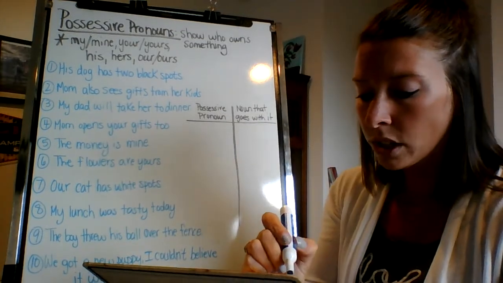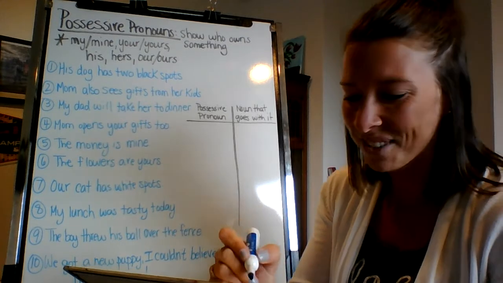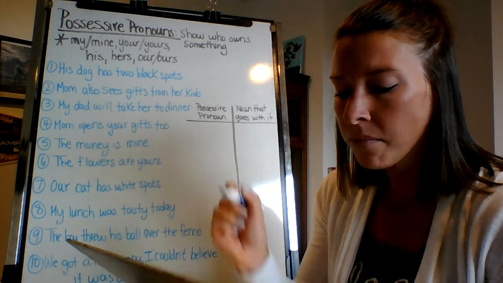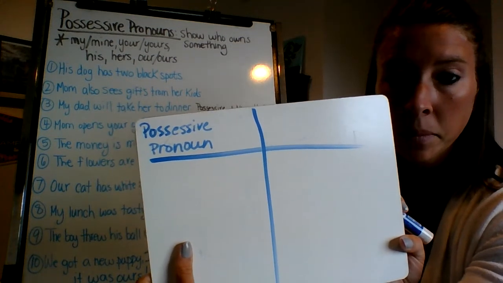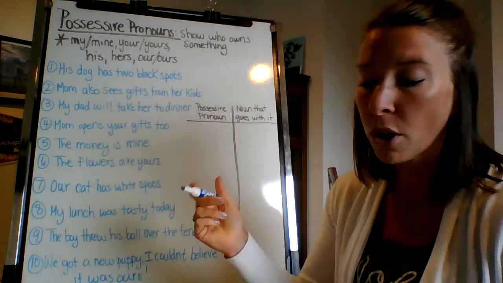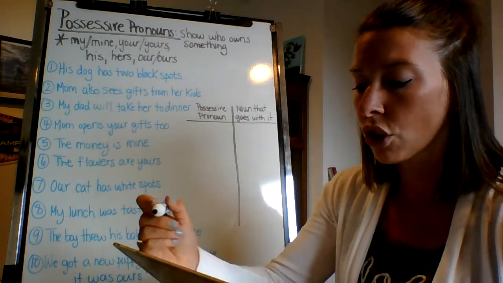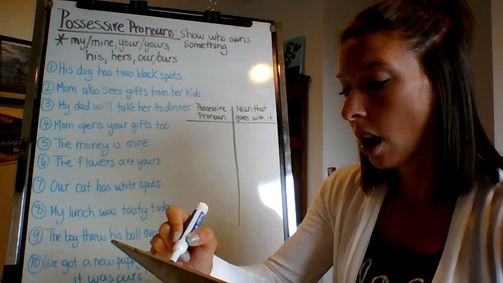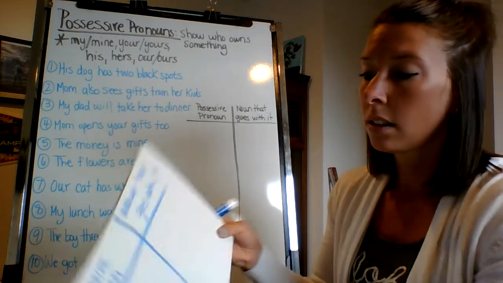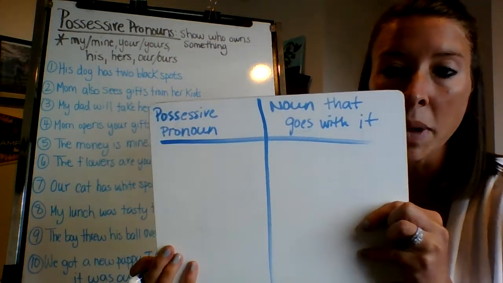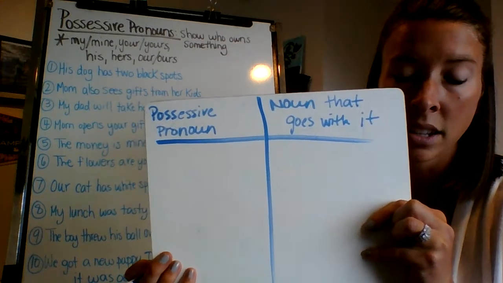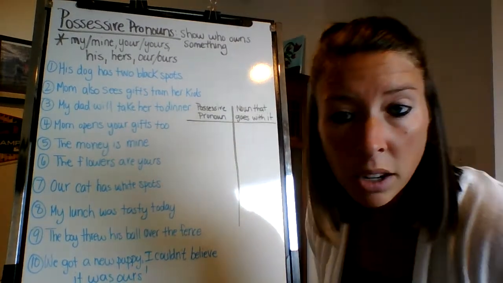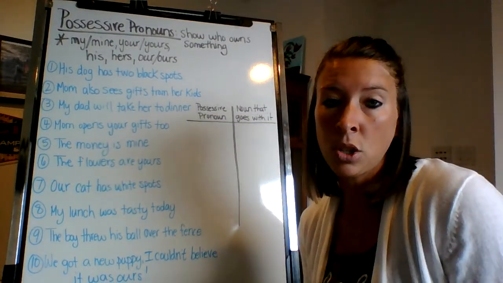One column, you're going to write possessive pronoun, like that. So that's where we're going to record those possessive pronouns. And then on the other side of your chart, you're going to write noun that goes with it. And we'll talk about what that means in a second. Okay, so on your whiteboard or in a journal, make yourself a little T chart like this. If you need to pause the video for a second to get that done, go ahead. I'm going to use the T chart up here to record some things, and you'll record them in your journal.